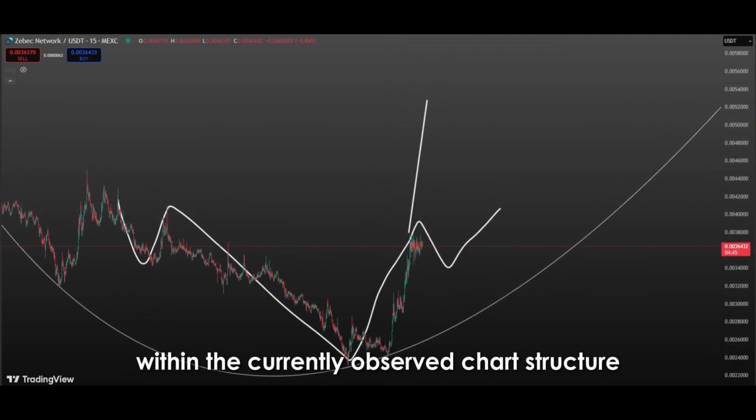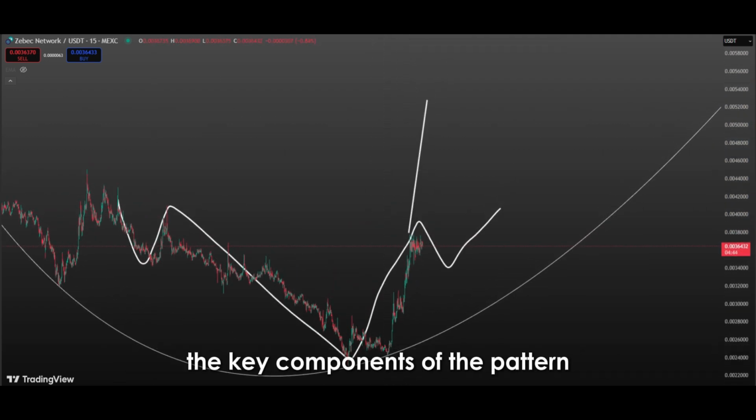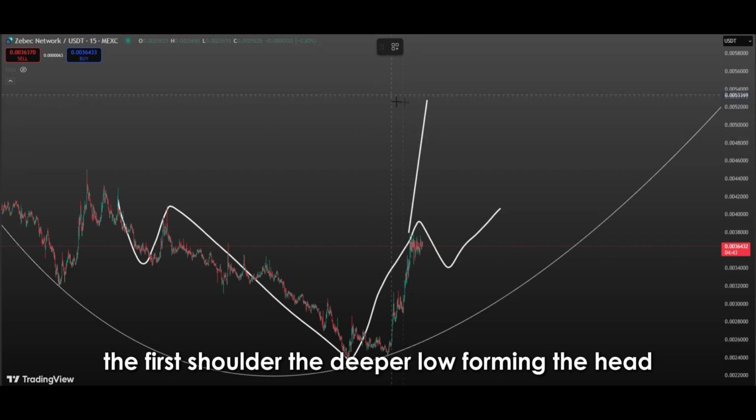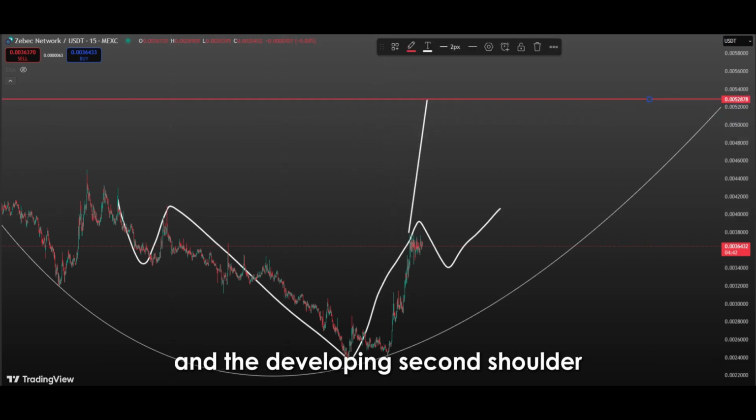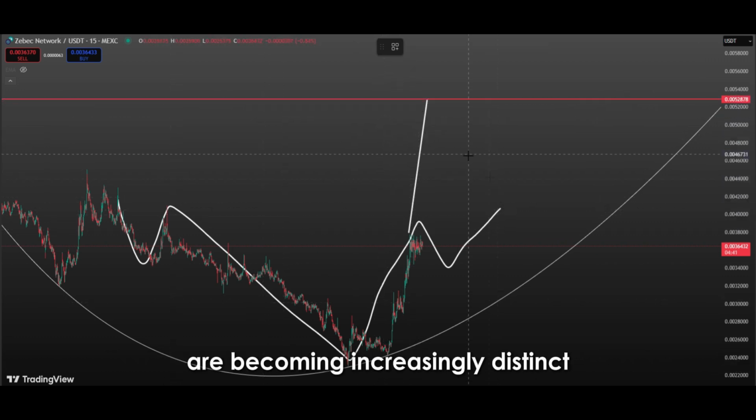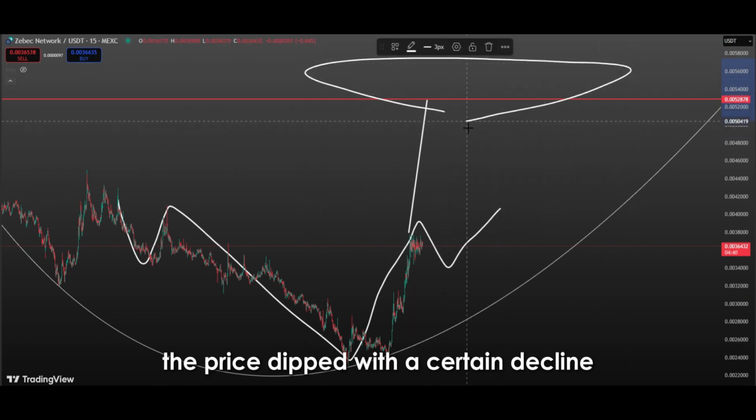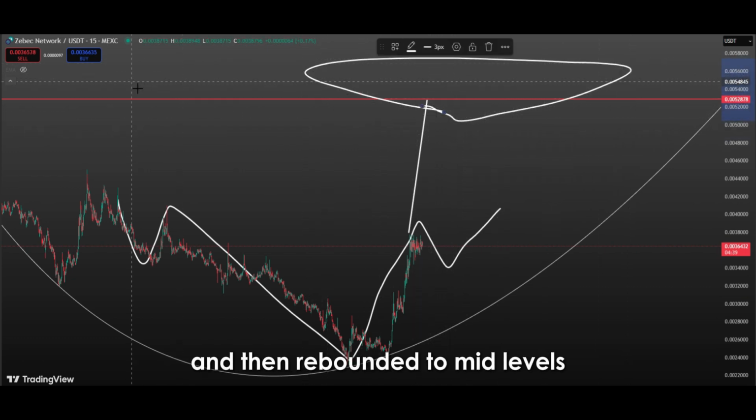Within the currently observed chart structure, the key components of the pattern, the first shoulder, the deeper low forming the head, and the developing second shoulder are becoming increasingly distinct. In the first shoulder, the price dipped with a certain decline and then rebounded to mid-levels.